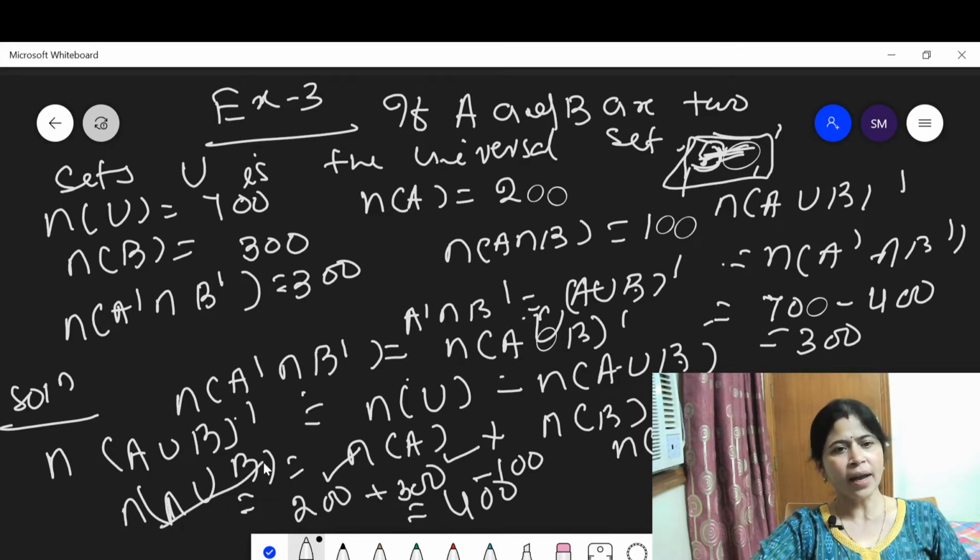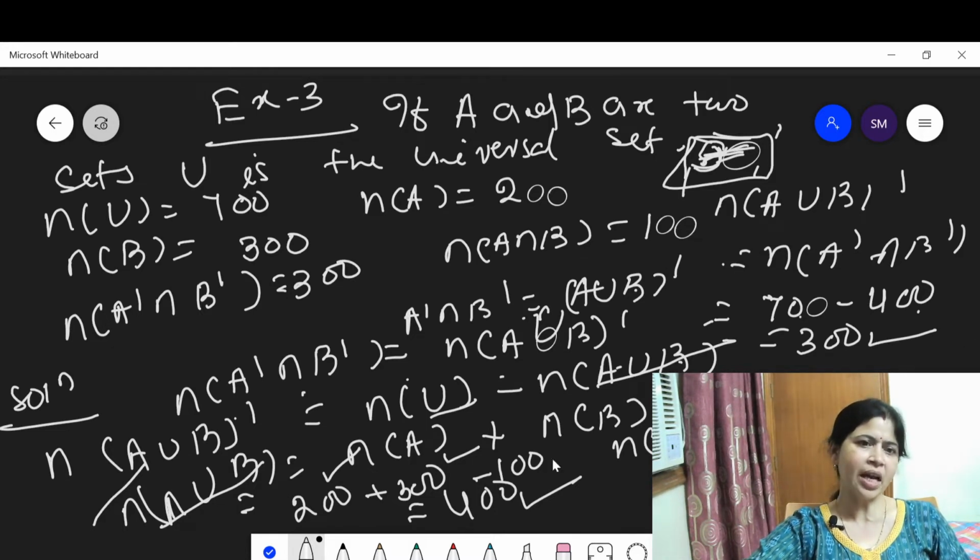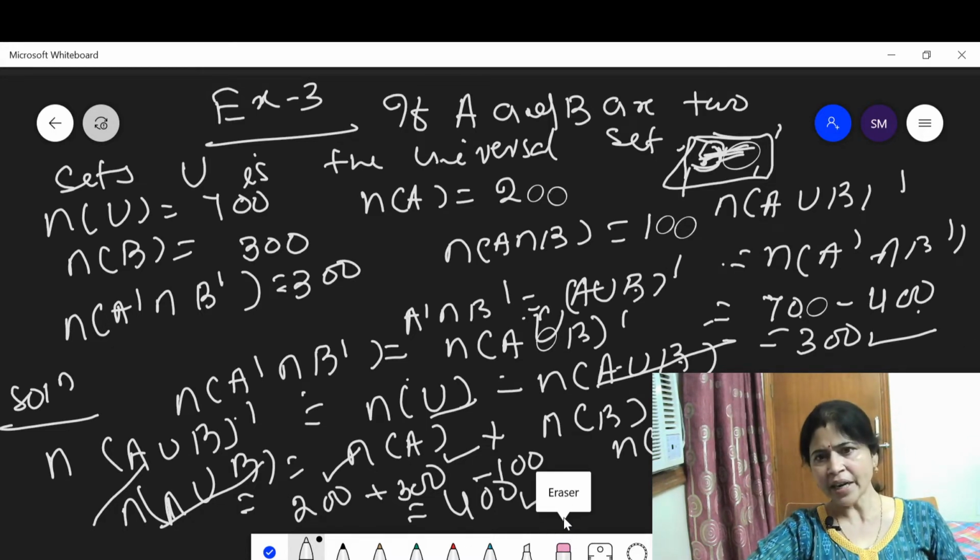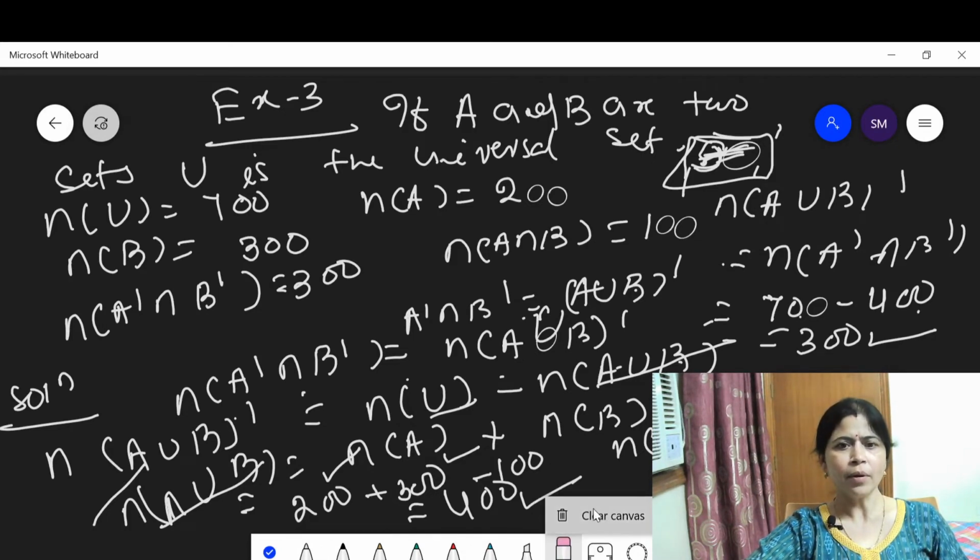Means we get n of A union B, the number of elements present in A union B, is 400. But here we have to find out n of (A union B) dash, which is equal to n of U minus n of A union B. This is 700 minus 400, which is 300. 300 is the answer to the question. Okay? Any doubt, students? Is it clear?